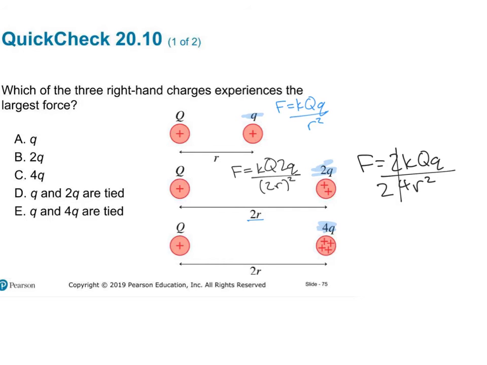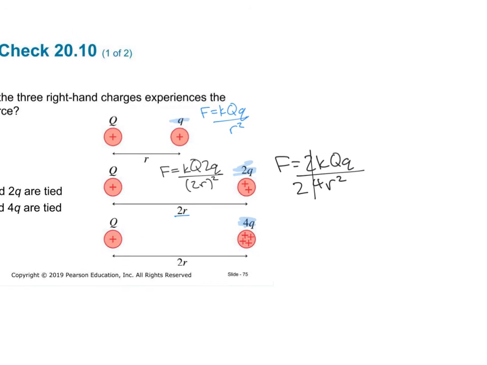So we end up with that this one is kq over 2r squared, which is half of the first one. You've got a coefficient of a half there. So the second one is experiencing half the force of the first one. Now we'll go down and look at the third one.